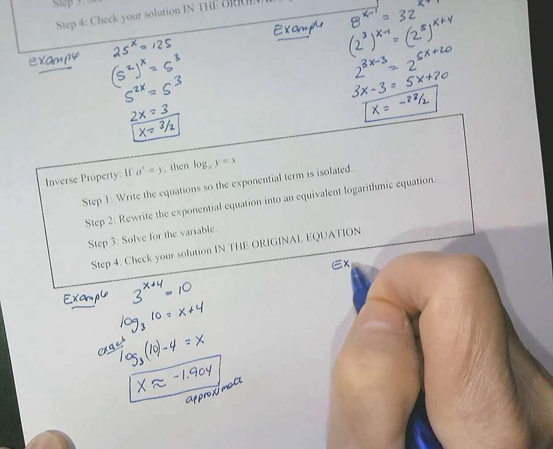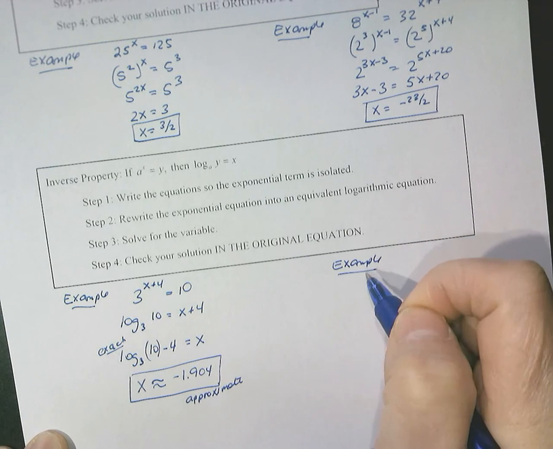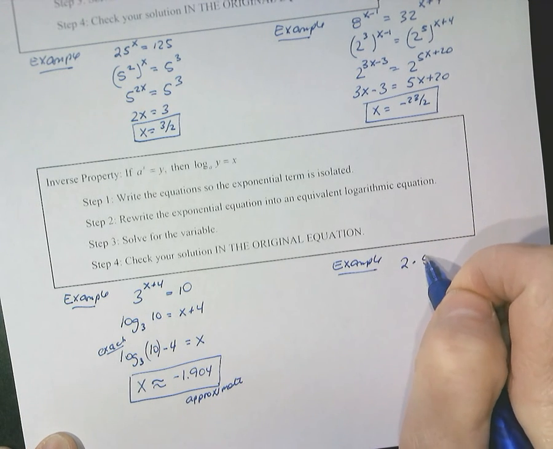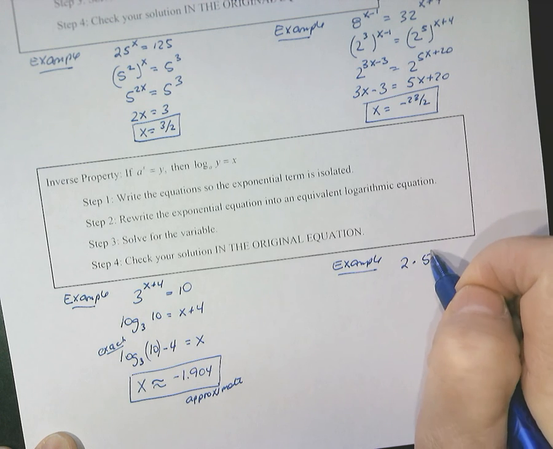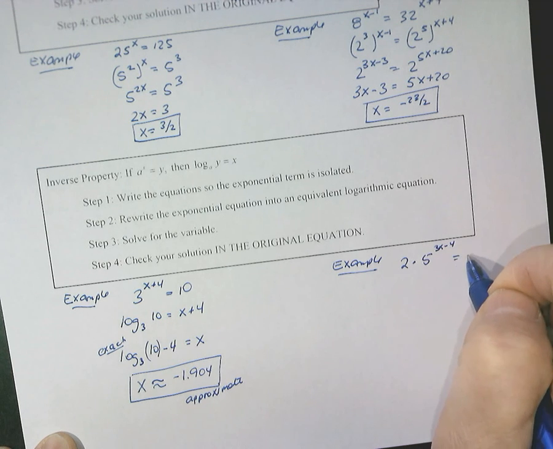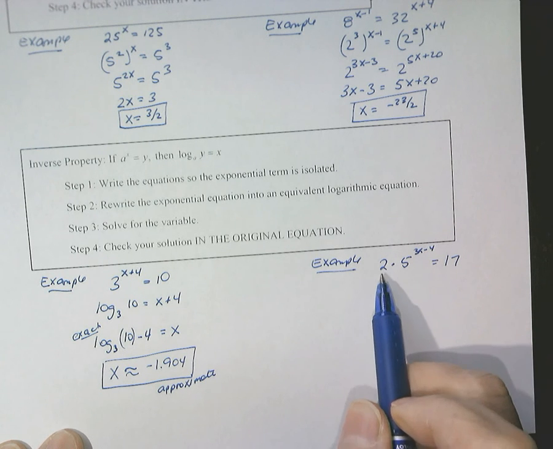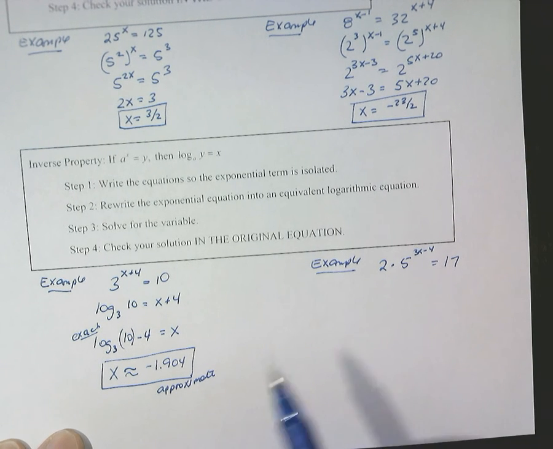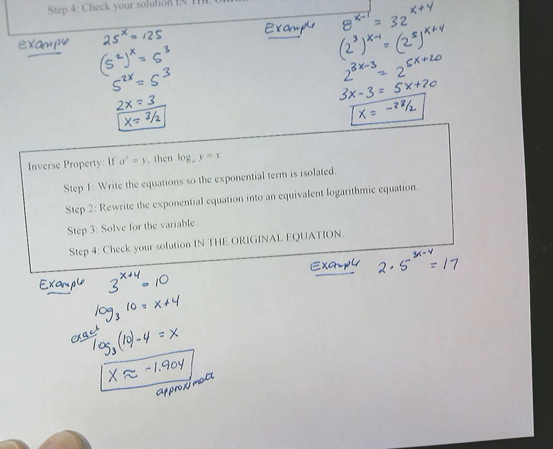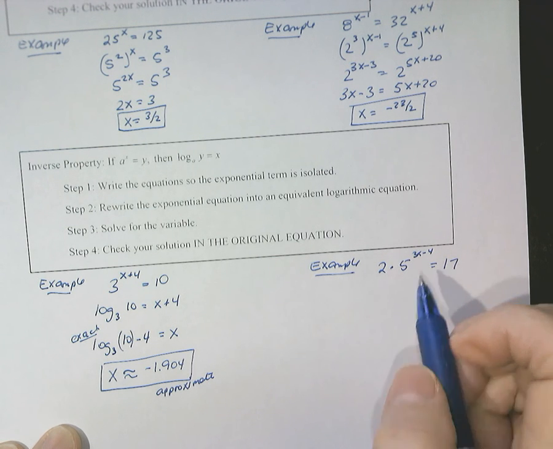My next example, 2 times 5 to the 3x minus 4 equals 17. So in this case, I have a 2 being multiplied by this exponential term. Do not multiply the 2 and the 5 together. You cannot multiply a number by an exponential term. So I have to divide by 2.